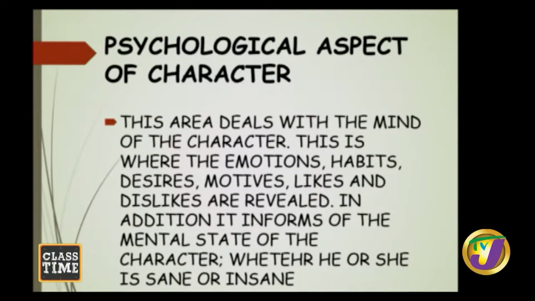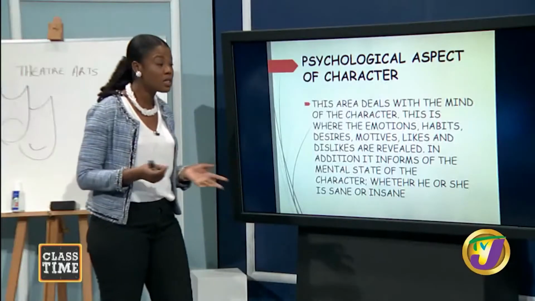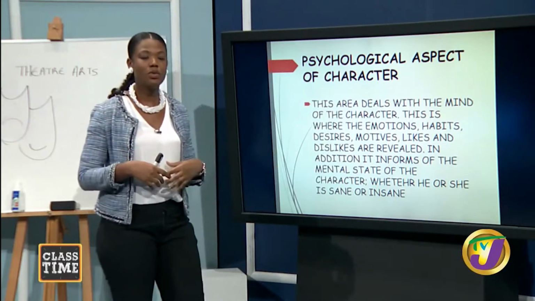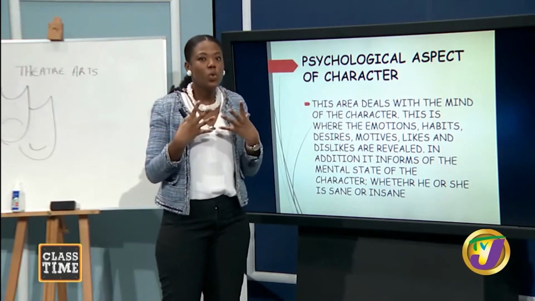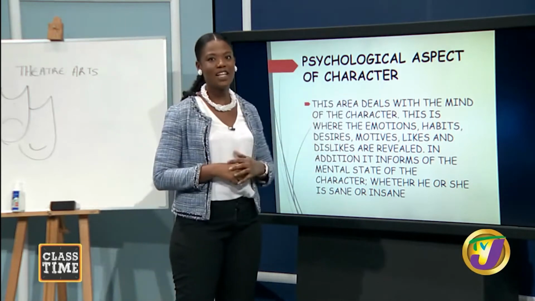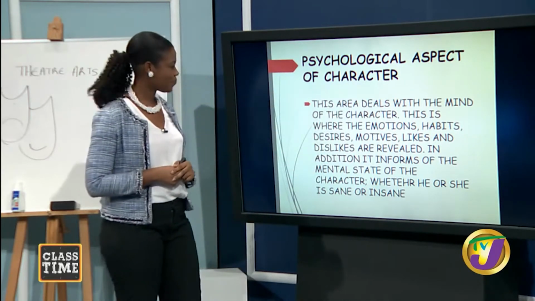Let us take a read of the psychological aspect of the character. This area deals with the mind of the character. This is where the emotions, habits, desires, motives, likes, and dislikes are revealed. In addition, it informs us of the mental state of the character, whether he or she is sane or insane, confused, whether the character is sad, happy. It deals with the emotions. It deals with our minds. What is the mood that the character is in? All of these areas are found in the psychological aspect of the character.